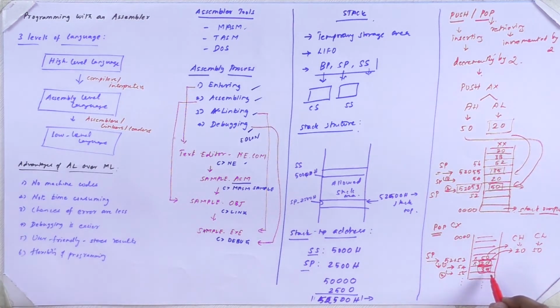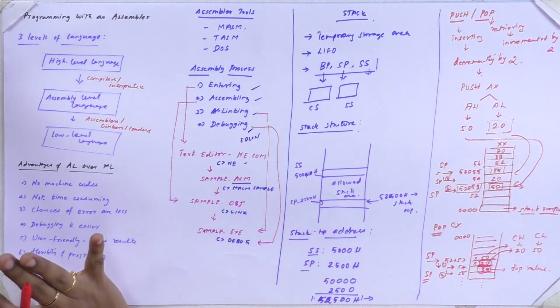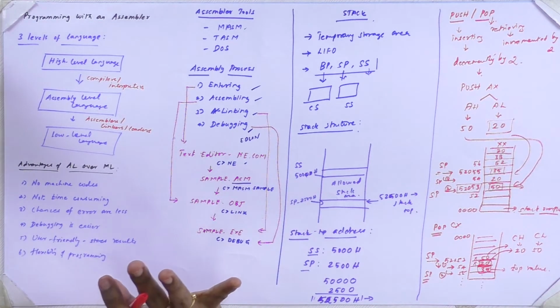So this is the topmost value in the stack and it is pointed to by the stack pointer. Now the stack pointer location is 52055, which means it is the top value of the stack. So this is how push and pop operations are executed using the stack.